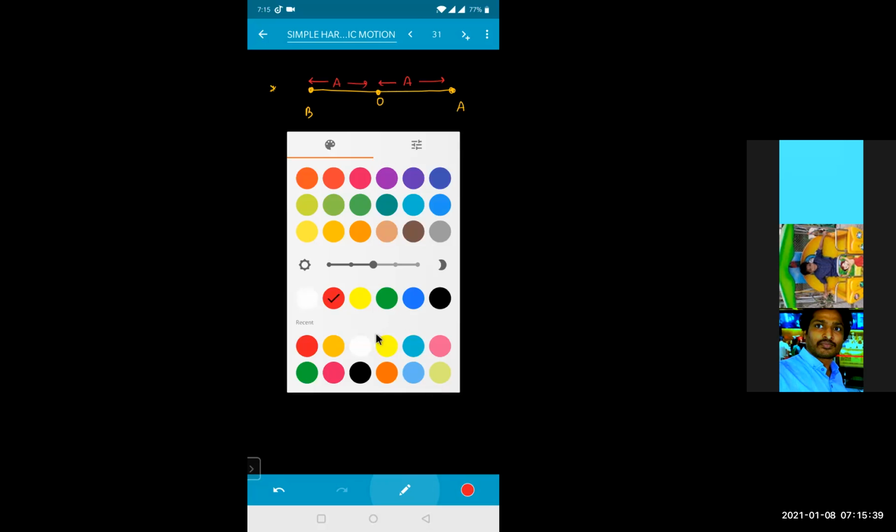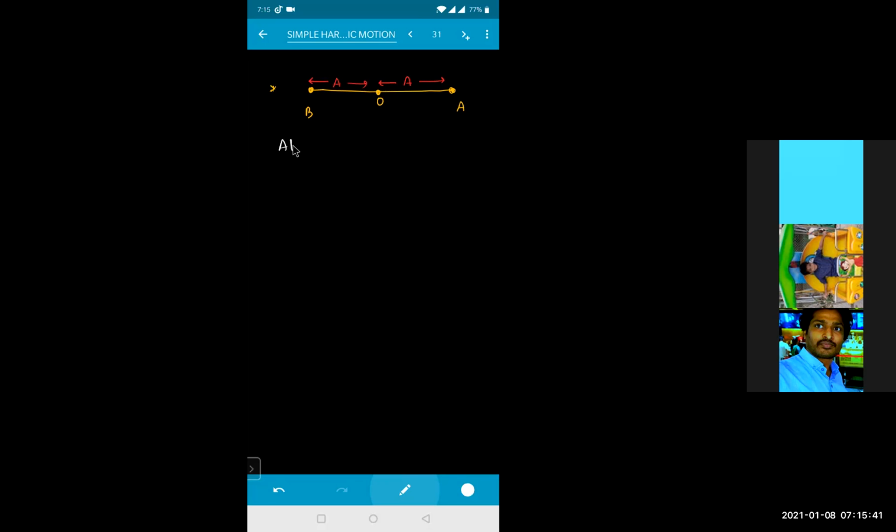From mean to extreme position, the distance is known as amplitude, beta. From here to here is also the extreme position. That means at the equilibrium position, at O, what do you mean by equilibrium position, beta? At the center, at the origin, that is nothing but O. What is the velocity, beta? Velocity is maximum.